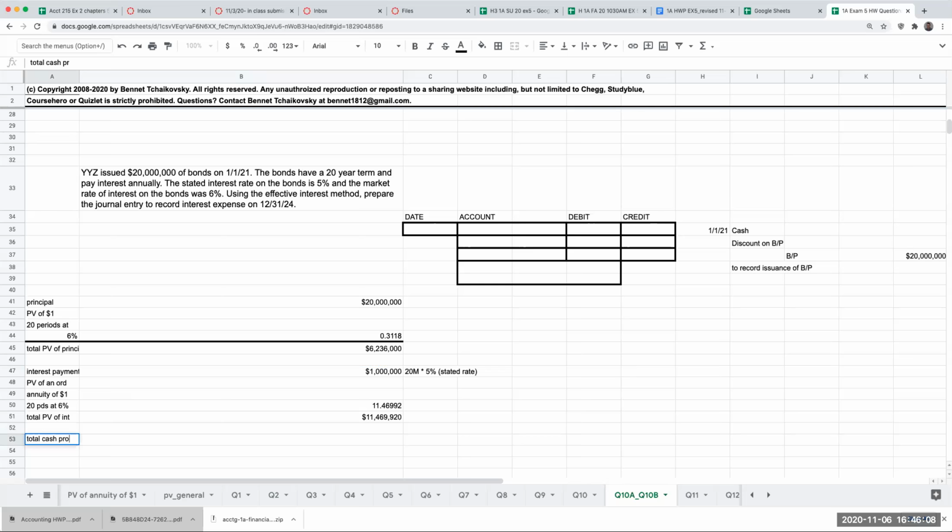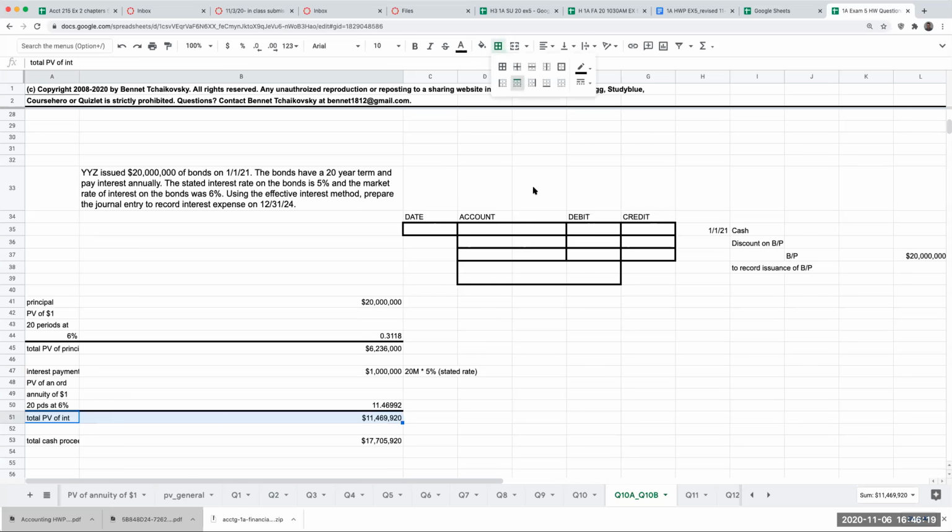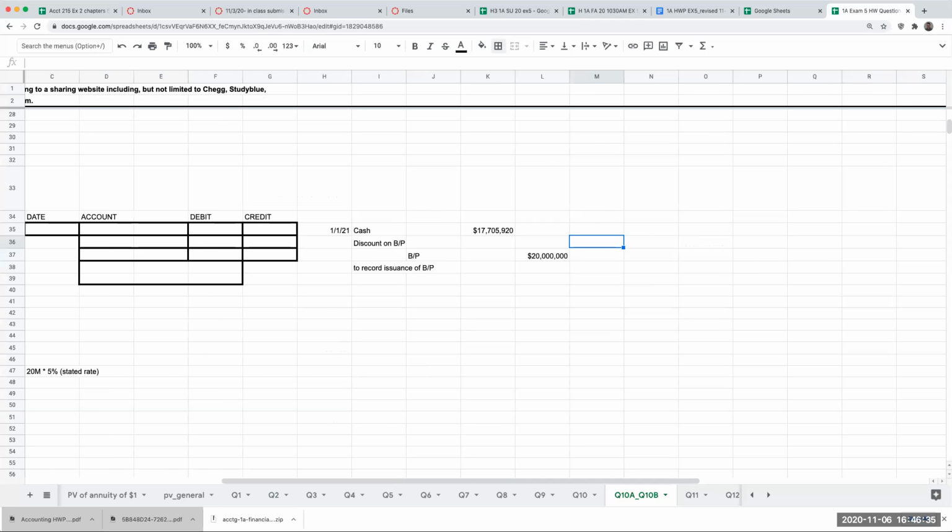So my total cash proceeds are going to be 6.2 million plus 11.6 million, or 17.7 million. Because the stated interest rate is below the market rate, I knew I was going to be in a discount situation. The amount of my discount is going to be the difference between these two, or $2,294,080. So that's how I record the bond issuance.